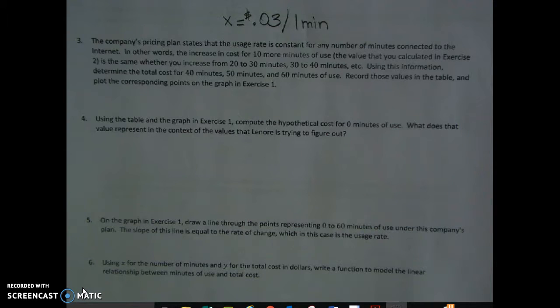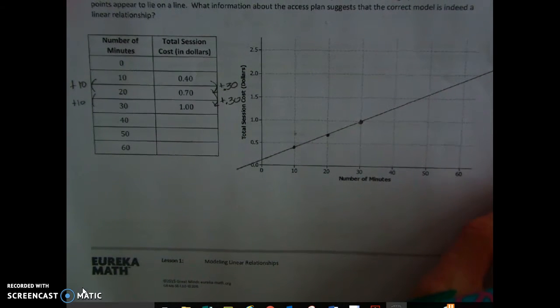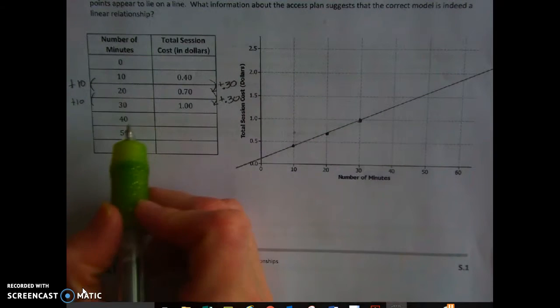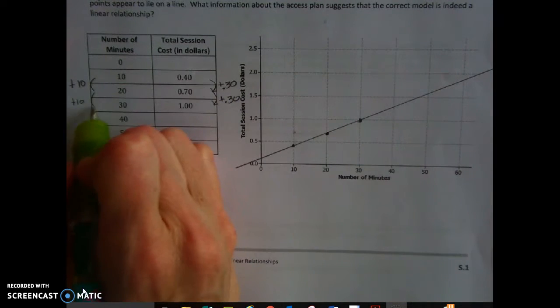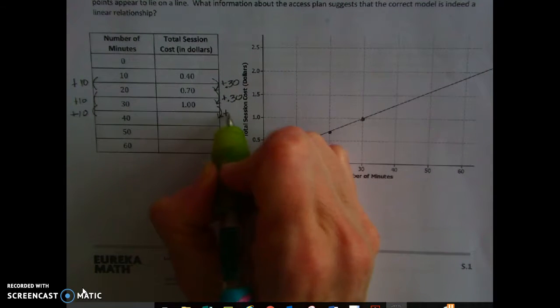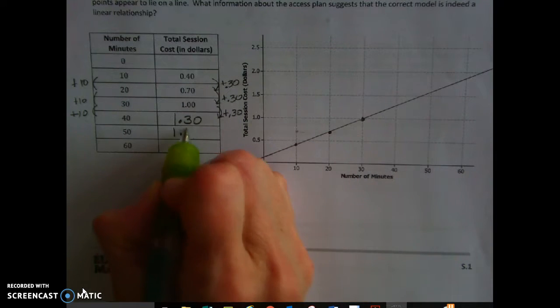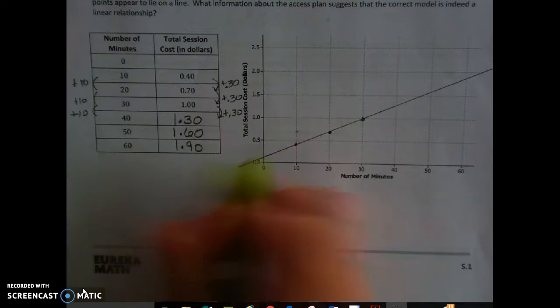All right, question number 3 says that the company's pricing plan states that the usage rate is constant. In other words, the first 10 minutes of usage costs the same as the last 10 minutes that you're using it. So for number 3, they want us to complete the table and plot those additional points on the graph. So if we're continuing this pattern, we go up 10 minutes here, we're going to go up 30 cents here. So this will cost me $1.30. The next one would be $1.60, and then $1.90.